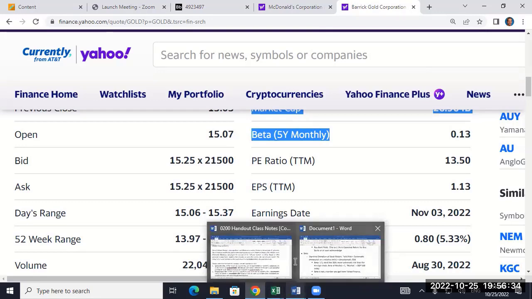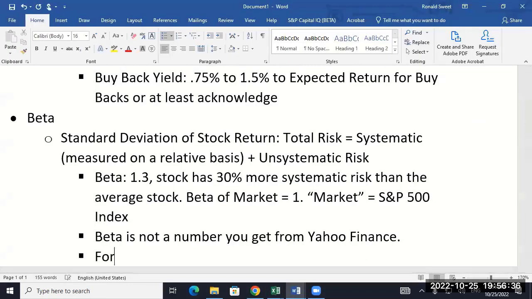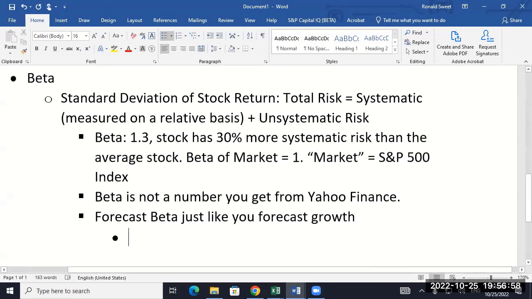It's in the class notes, but we're going to forecast beta. I'm going to believe that beta is not a number you go look up, you get out of Bloomberg, or get off of Yahoo Finance. Beta is a number you forecast, just like you forecast growth. It's an assumption you have to come up with. And how do you forecast it? So I have 4 steps. Anybody remember the steps?